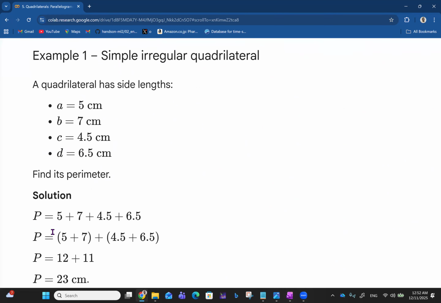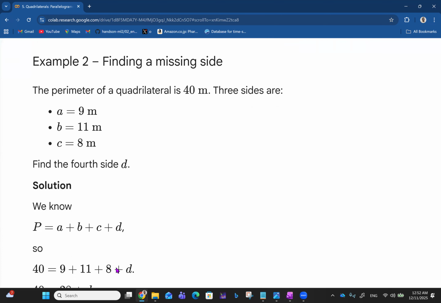Find its perimeter. Perimeter is simply 5 plus 7 plus 4.5 plus 6.5. 5 plus 7 is 12, 4.5 plus 6.5 is 11. Adding them up, you have 23 cm. And that's pretty easy to talk about.